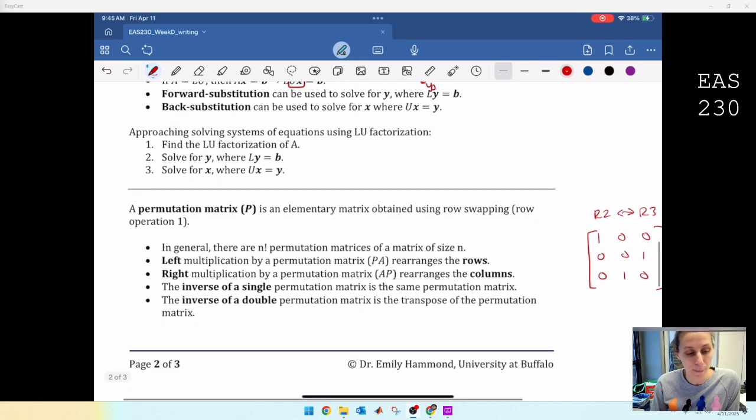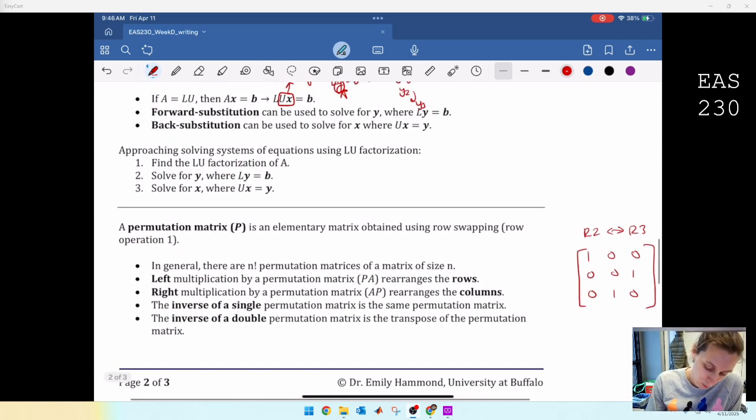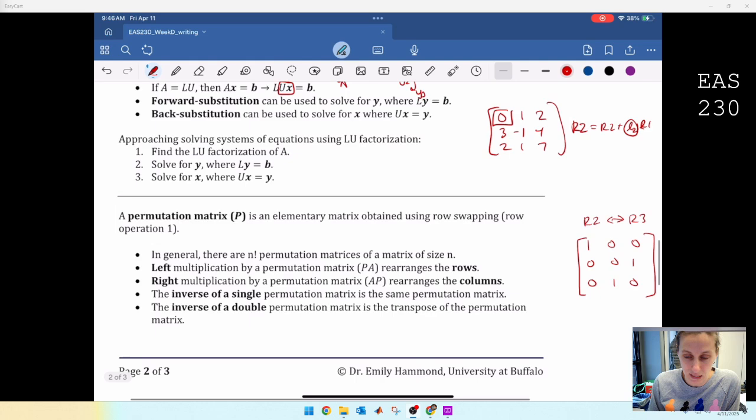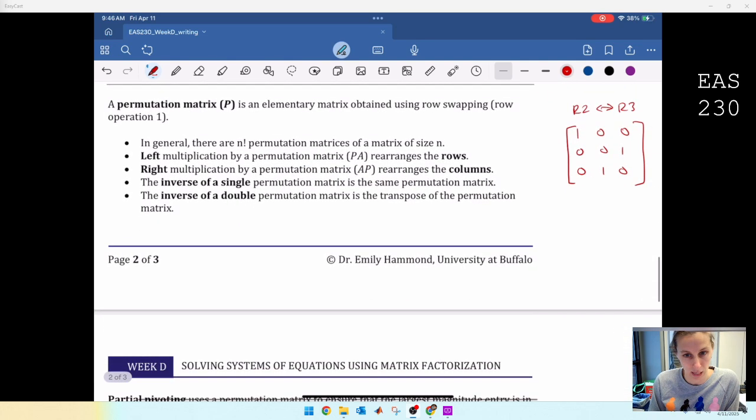But sometimes that process breaks down and does not work. Because remember, what if we had a 0 in the 1, 1 location? Then we can't do R2 equals R2 minus or plus L21 R1. I can't find a multiplier that works if I have a 0 in that location. So we need a little bit more to make this method more robust. And that's where row swapping comes into play.